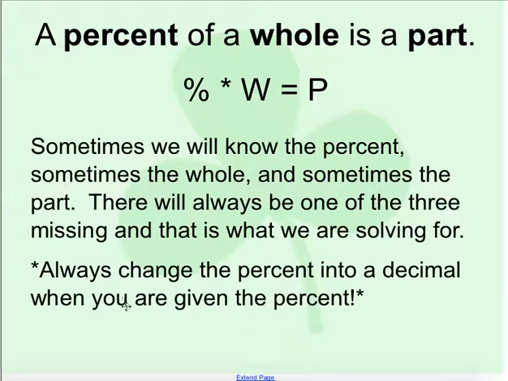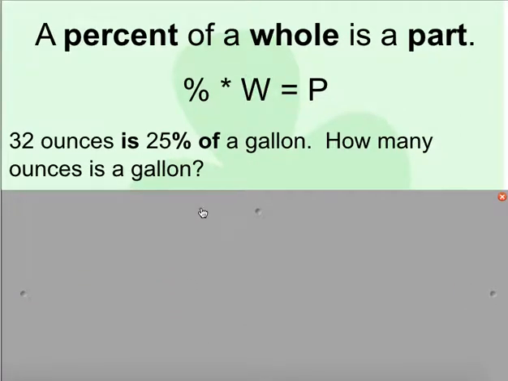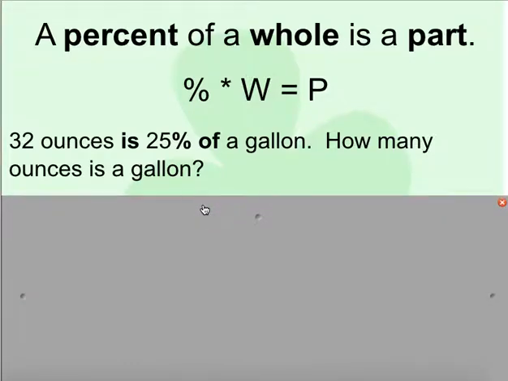And oftentimes changing that percent into a decimal is going to be the easiest. Sometimes just knowing the fraction will be very helpful as well. So when we do this first one, 32 ounces is 25% of a gallon. How many ounces is a gallon?